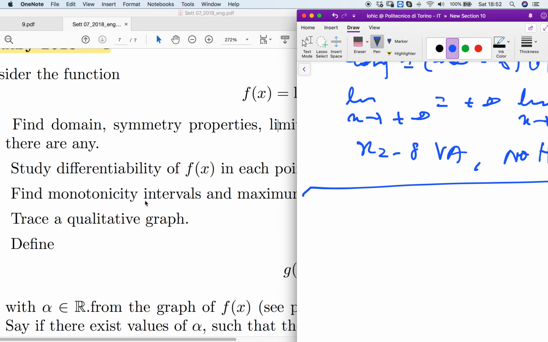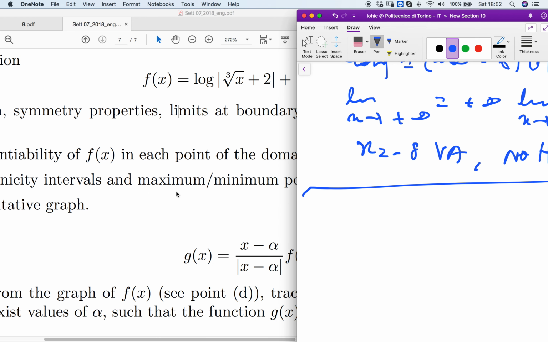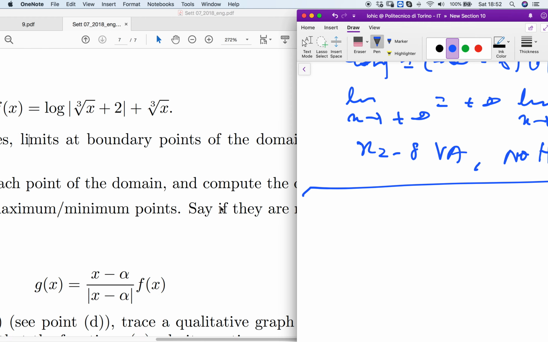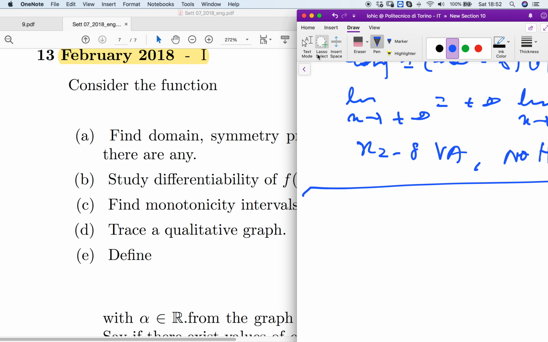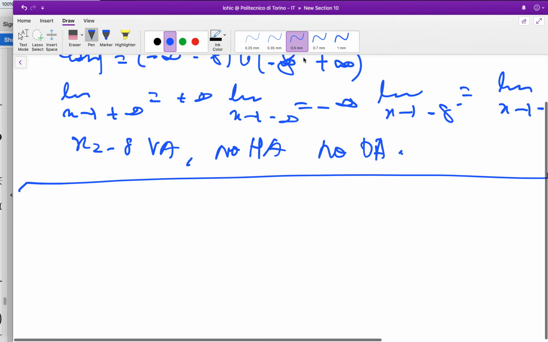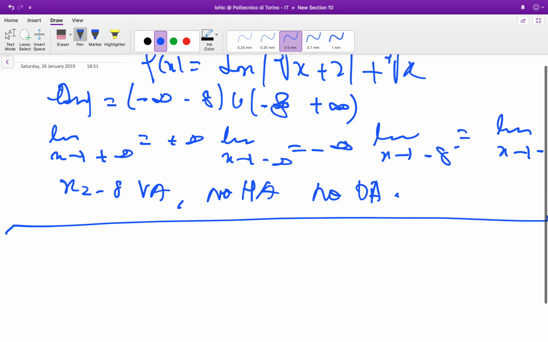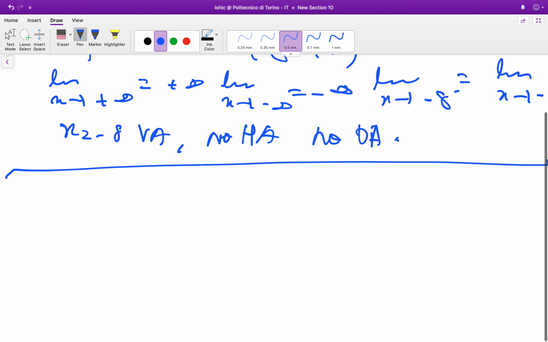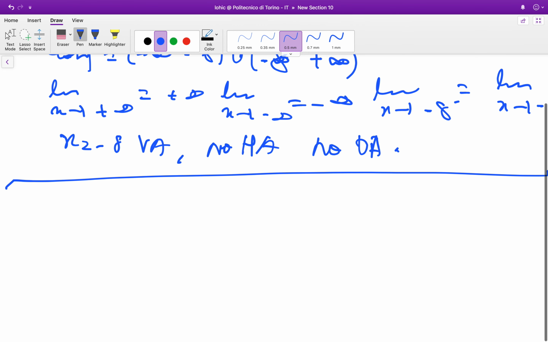The next question says, study the differentiability of f in each point of the domain and compute the derivative. So look, the question first says you need to study the differentiability, then compute the derivative. Okay, so first you study the differentiability, then you compute the derivative.